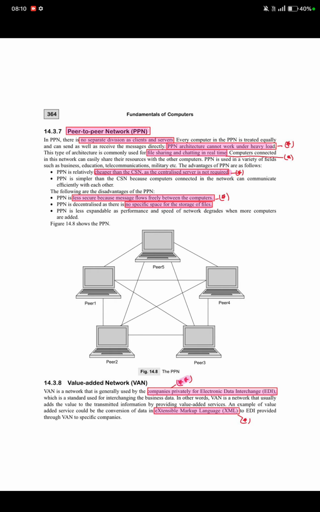P2P is less secure because messages flow freely between the computers. It is not secure, while the client server network is secure. So for security purposes that is secure, but P2P is not, because here messages flow freely. No specific space for storage of files. In a peer-to-peer network, there is no specific space for the storage of files.